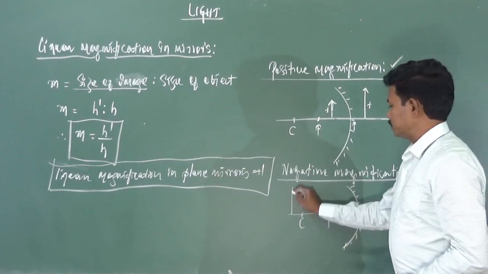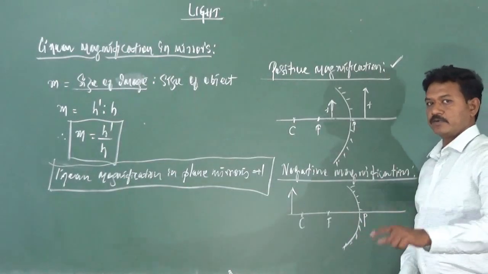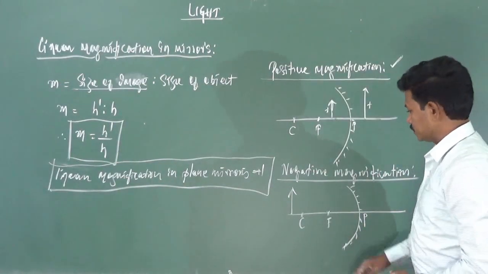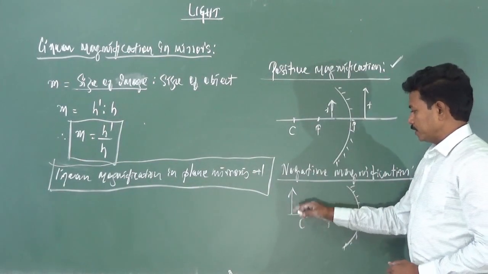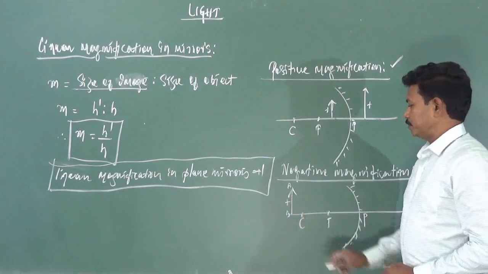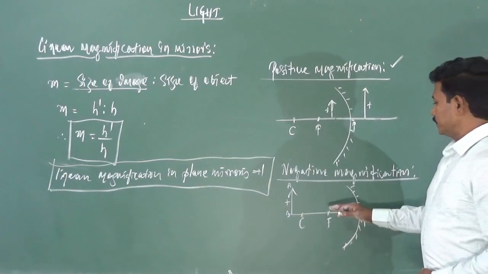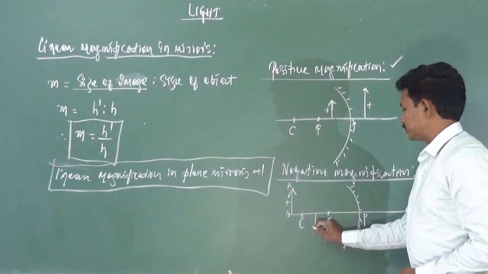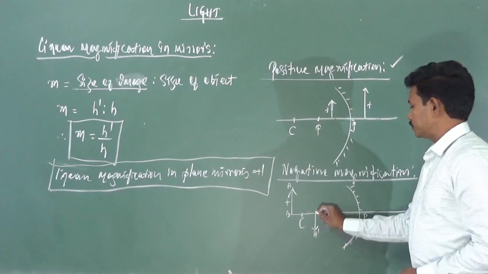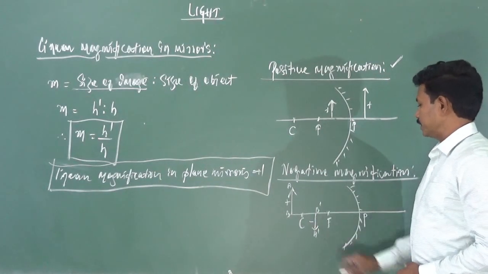If I keep the object beyond C, that is the second ray diagram we had done in the case of concave mirrors. When we place the object beyond C, let us take it as AB. This will be positive because it is above the principal axis. Here the image will be formed between C and F, which is diminished. We know that. So that is A dash and B dash. Here this is positive and this is negative.